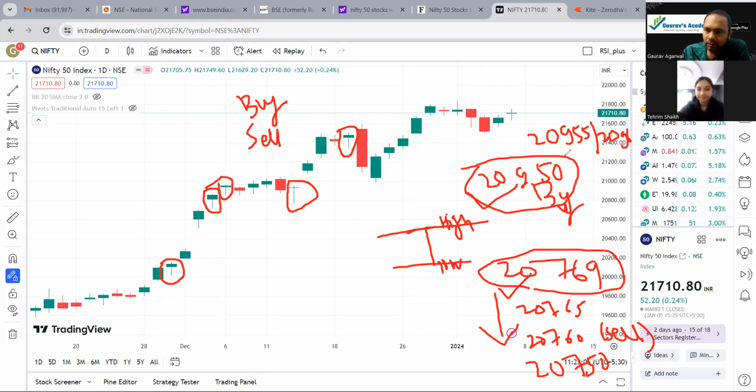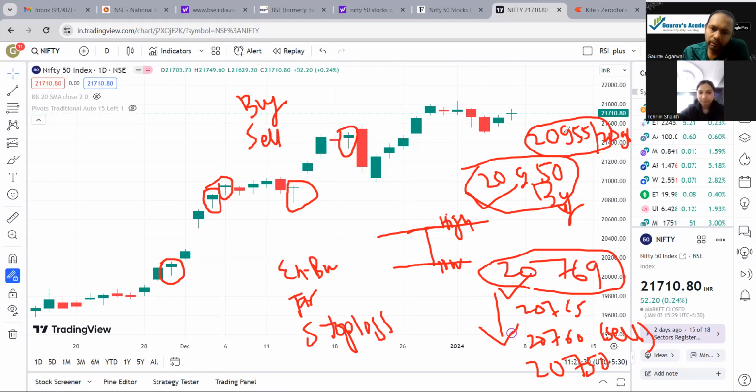Now our entry: let's say the price crossed 20950 and comes to 20955, right? Yesterday we discussed entry points, target points, and stop loss. So our entry point will be 20955. Entry point means the buying price, right? Our entry point will be 20955.